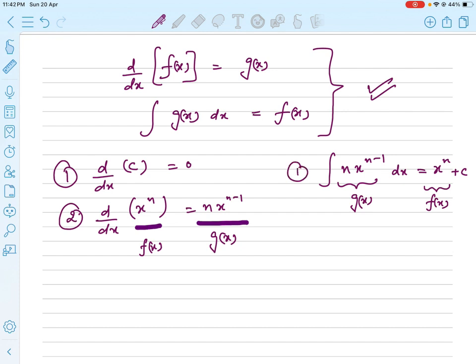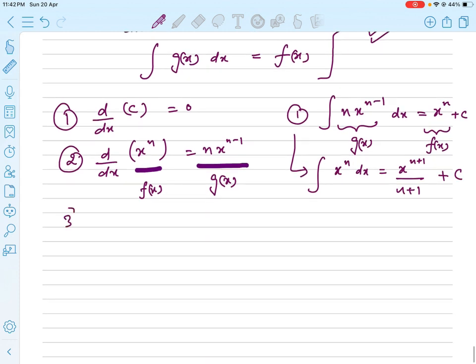Now I will write down the modified version of this formula for integration because it doesn't look good, n times x to the power n minus 1, right? So the same formula can also be written as integration of x to the power n dx is x to the power n plus 1 over n plus 1 plus c. So this is my first formula.